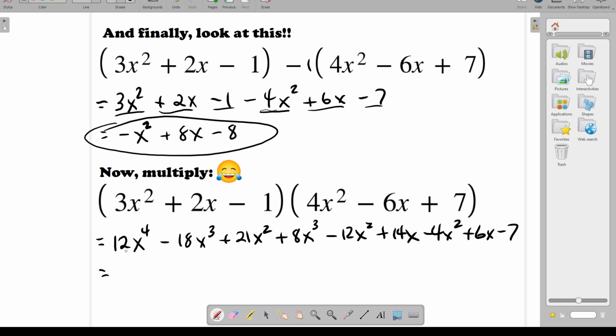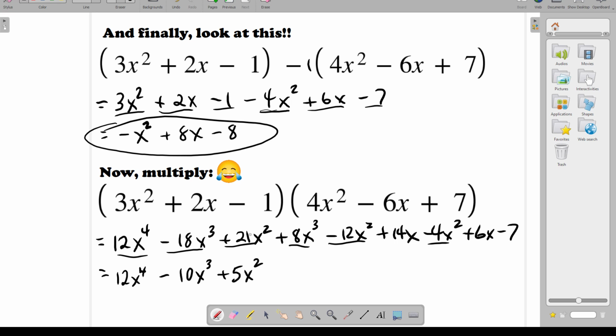There. So now we're going to combine like terms. There are no other fourth terms. Let's see, we have a negative 18x cubed and a positive 8x cubed. That's going to give us negative 10x cubed. We have 21x squared, negative 12, and negative 4. 21 minus 12 is going to give us what? Positive 9. 9 minus 4 is positive 5x squared.